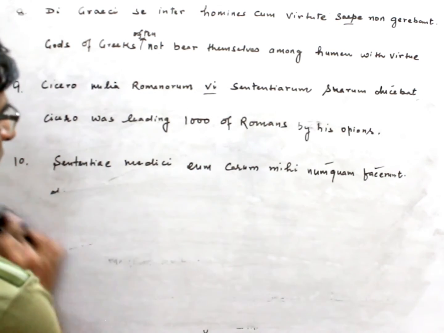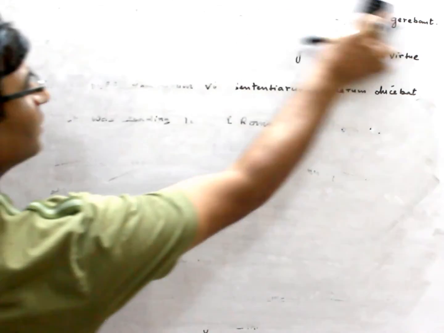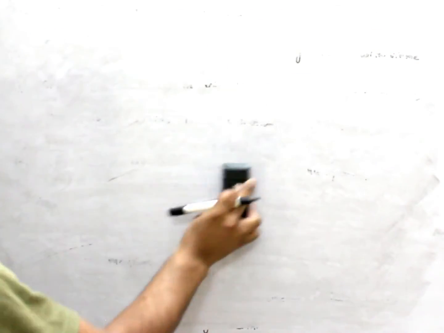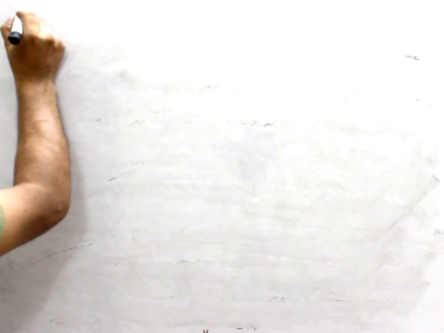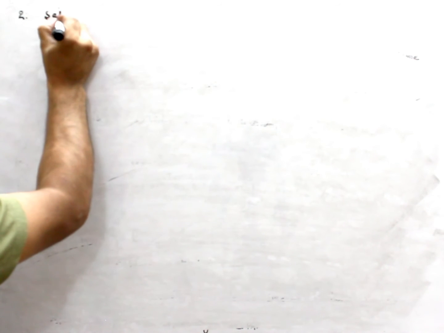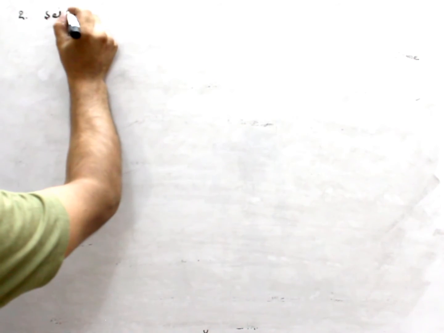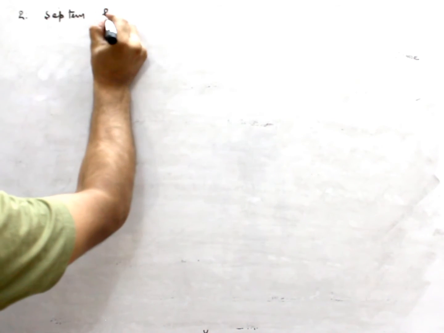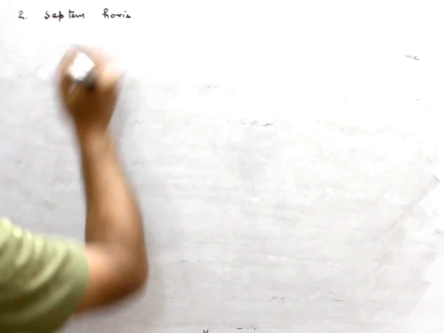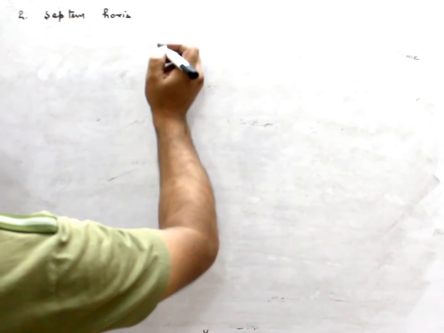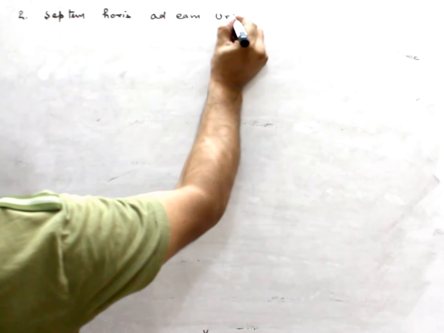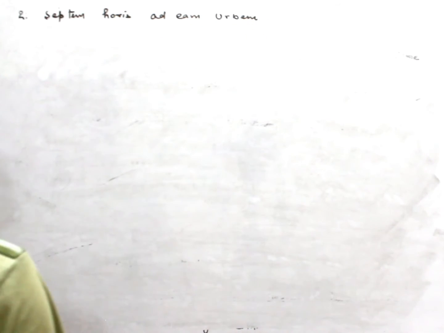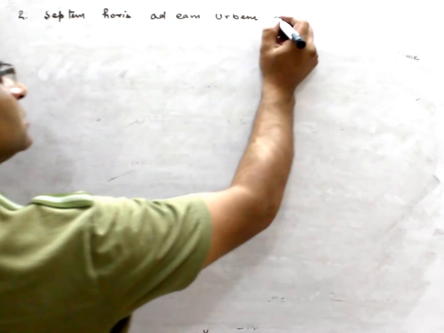Number 2. Much of the verb has already been covered up to now. Septem horis ad iam urbam venimus. Hora is the hour.